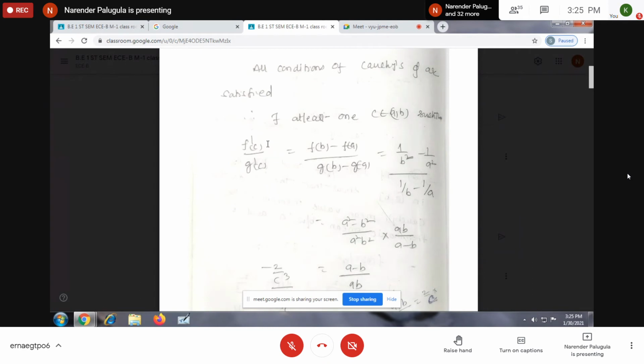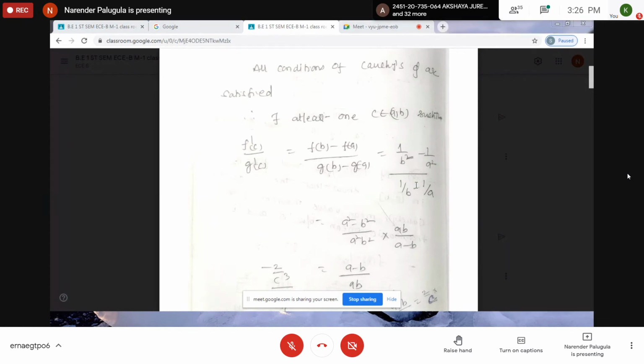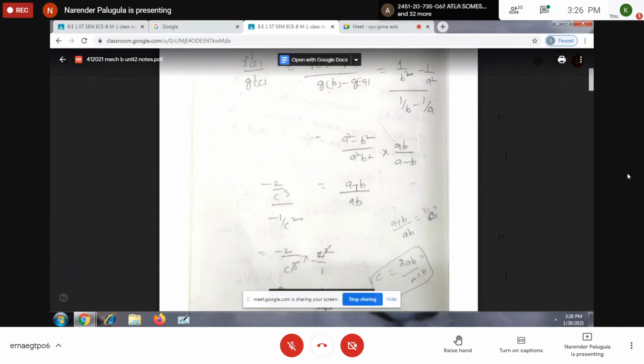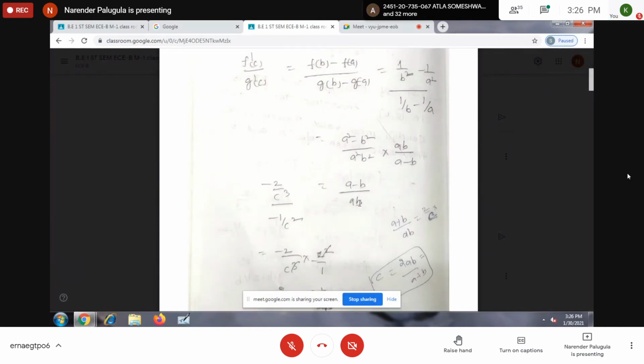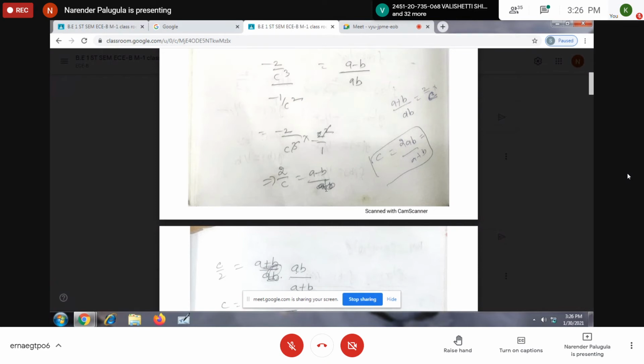Now, according to the conclusion, f dash c by g dash c is equal to f of b minus f of a by g of b minus g of a. Substitute the values: 1 by b square minus 1 by a square by 1 by b minus 1 by a. Now, simplify on the right side. What we get? a minus b by ab. Simplify the left side. What we get? Minus 2 by c is equal to a minus b by ab.